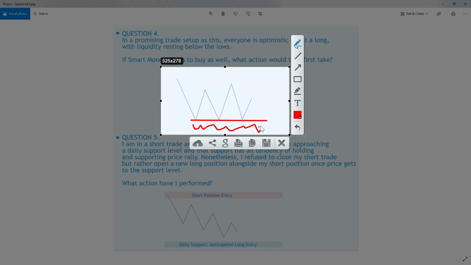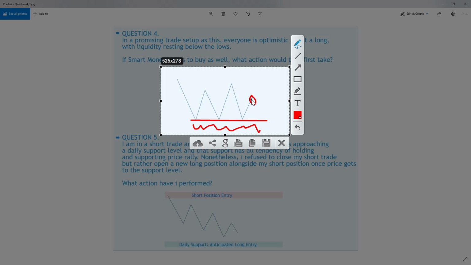So if smart money wants to buy, because they see now everybody is going long, what do you think they will do first? And price is currently here. Remember, smart money don't want to buy at premiums. They want to buy at a price which is quite low.